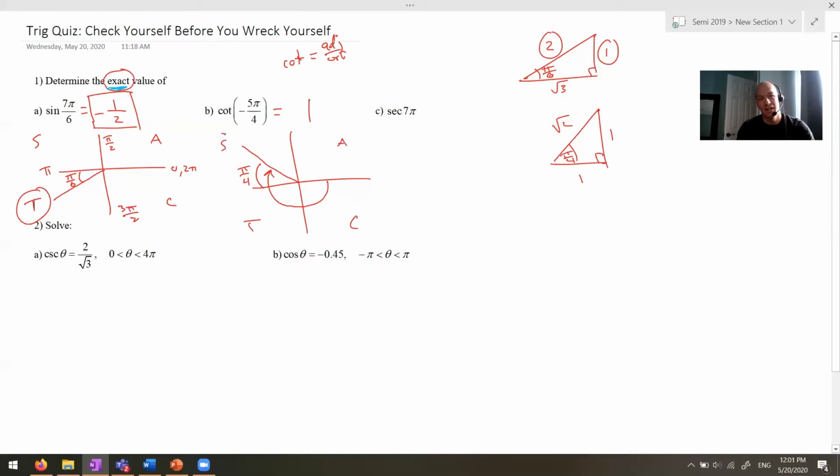Cotan is like tan, so it's negative in quadrant 2, so we go negative 1, and that would be our answer for that guy. Finally, secant of 7 pi.